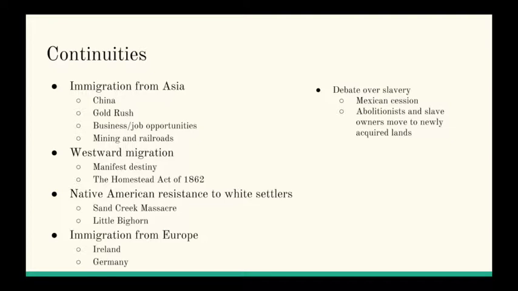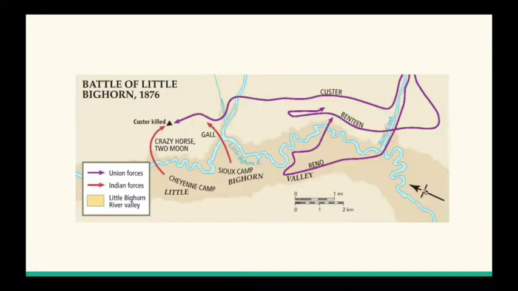We also see a continuity in westward migration with things like Manifest Destiny, and we also have the Homestead Act of 1862, which essentially stole 160 acres of land from the natives, and it sold it to promote westward expansion. We also see a continuity in Native American resistance to white settlers. We have the Sand Creek Massacre, and we also have Little Bighorn, which is when the Sioux tribe just got up and left the reserve that they were forced into so the white settlers could take their land.